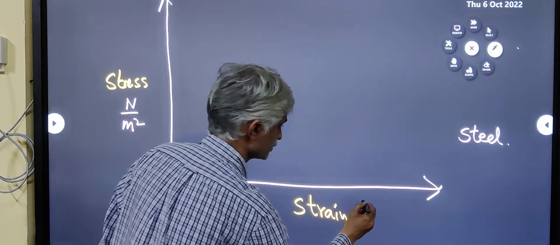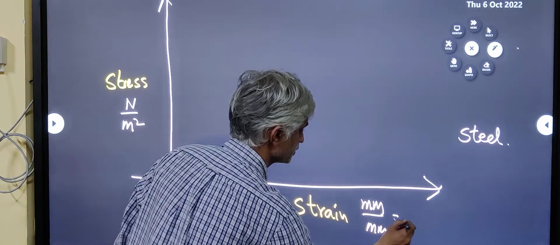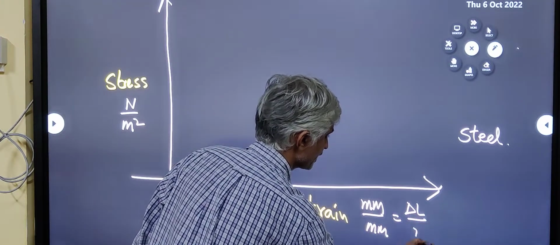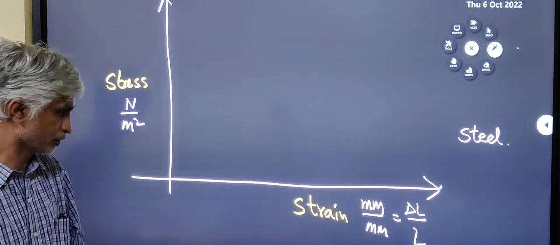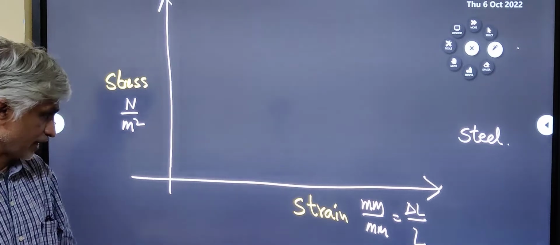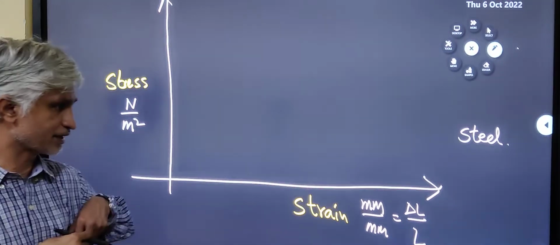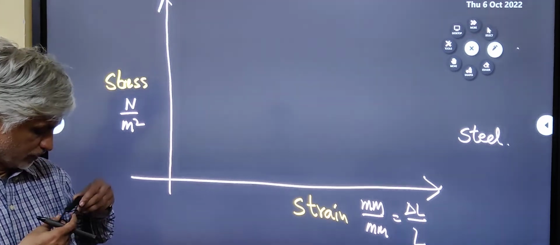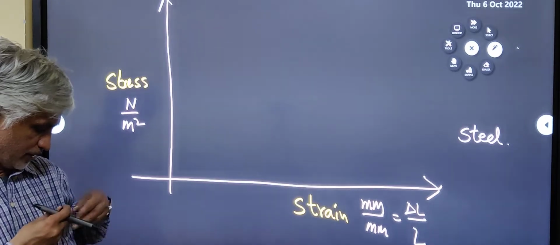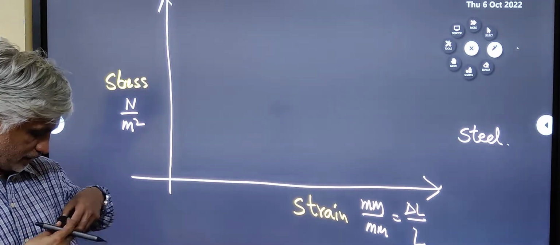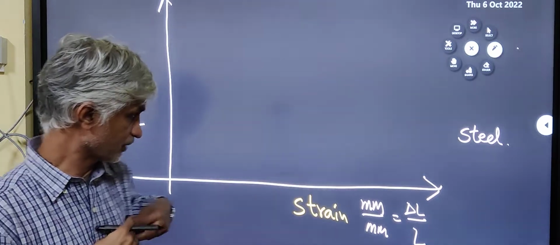The unit for strain we can write down as mm per mm. Just to remind you, this is delta L by L. So delta L we can call it as mm, and L as also mm. Now if you do that, as you can see, it is unitless. There is no unit for this delta L by L, or strain.